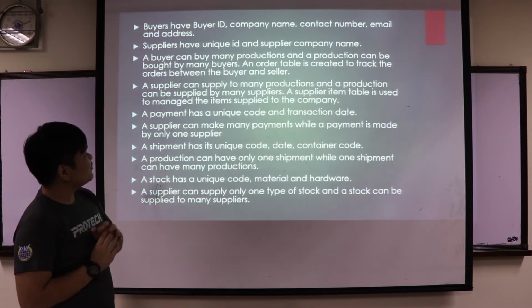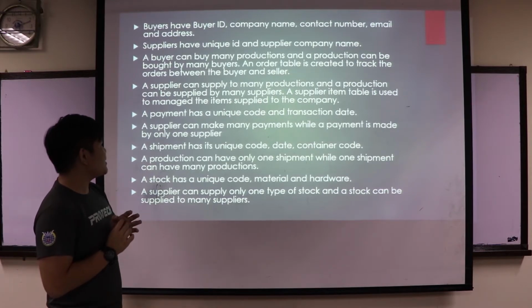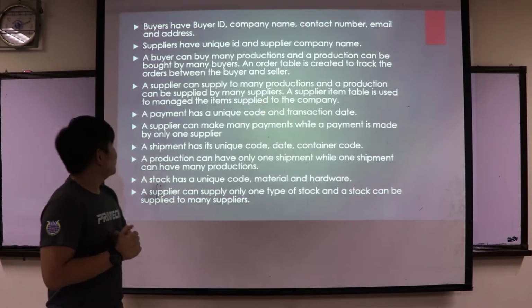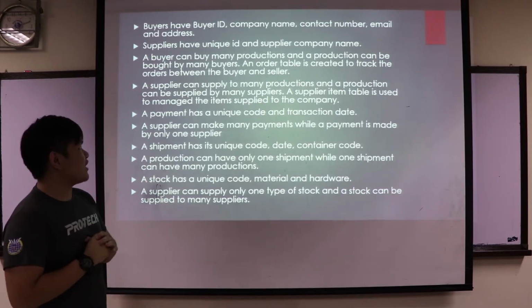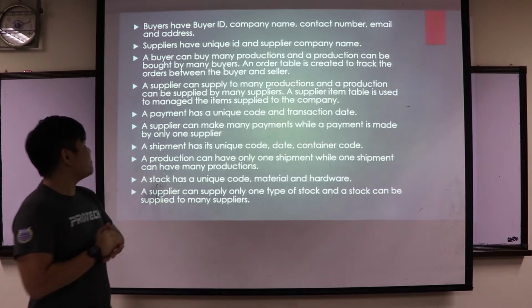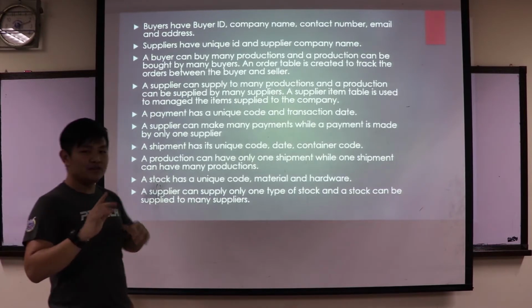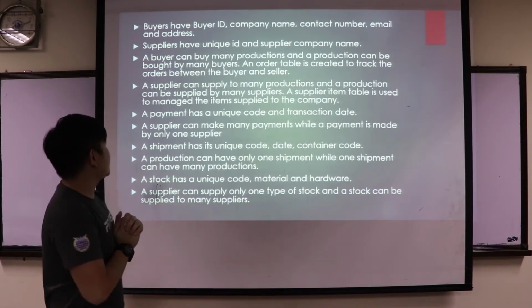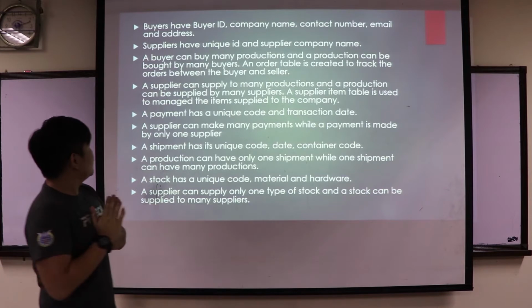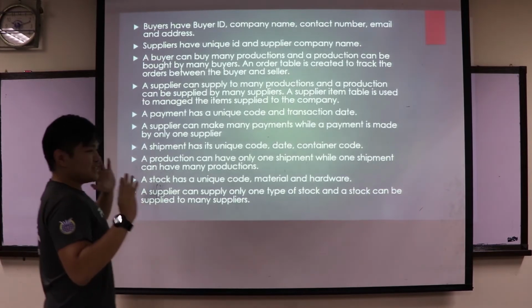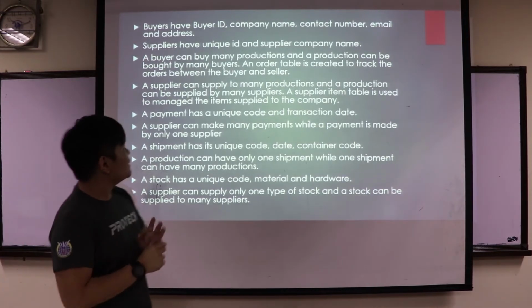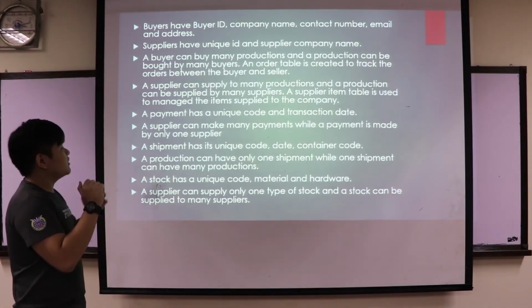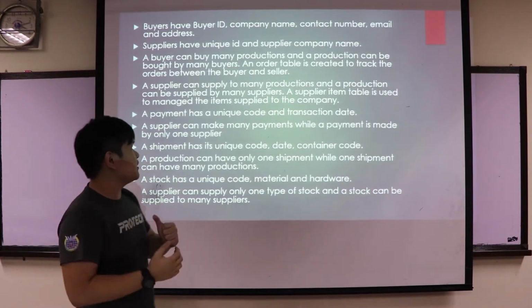Right. The orders table creates the order between the buyers and the sellers. Okay, action. A buyer can buy many productions and a production can be bought by many buyers. Another table is created to track the orders between the buyers and the sellers. Based on this question, we can know there's a relationship between the buyers and the production. Based on this, we can know the relationship is many to many.